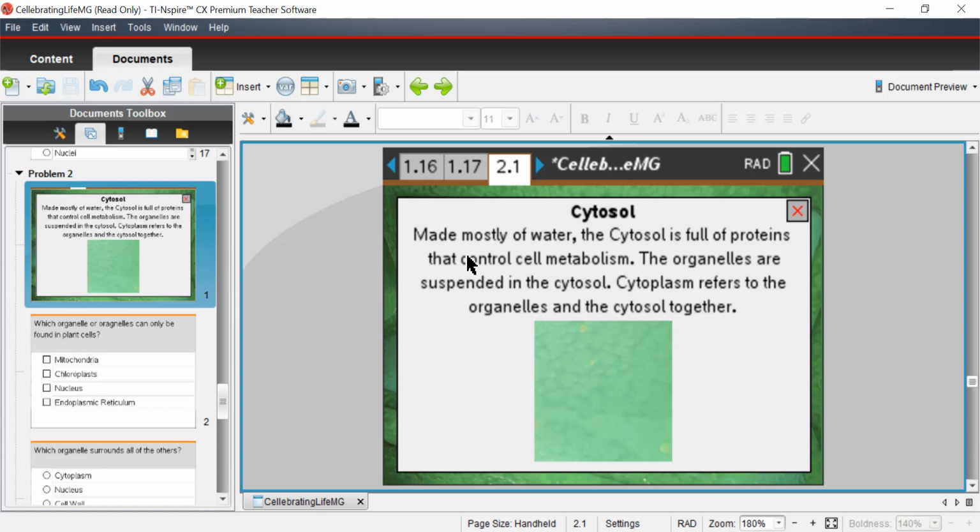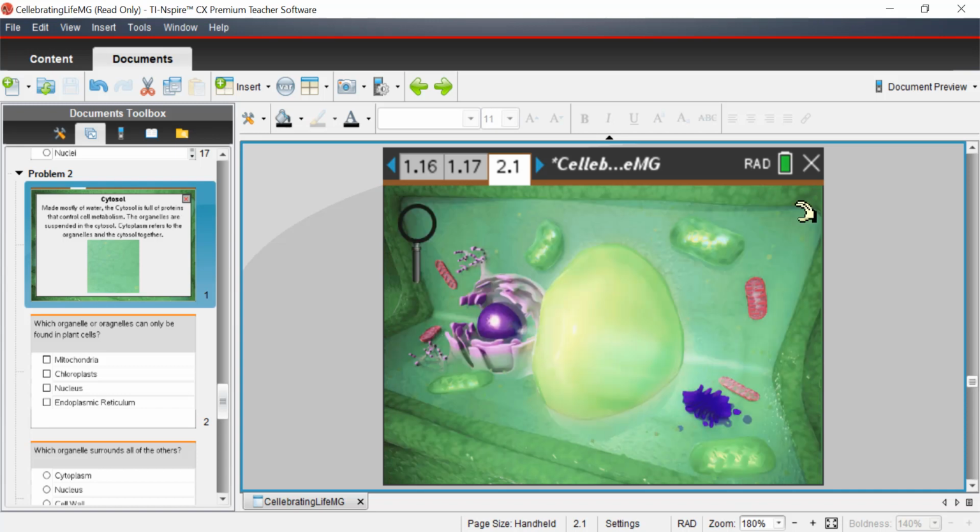Cytosol. All right. Made mostly of water. It's full of proteins that control cell metabolism, so the processing of energy. The organelles are suspended in the cytosol, and cytoplasm refers to the organelles and the cytosol together. So you may hear these terms used interchangeably. It depends on how picky your teacher might be. But cytoplasm is both cytosol, just the liquidy stuff, and the organelles in the cytosol.